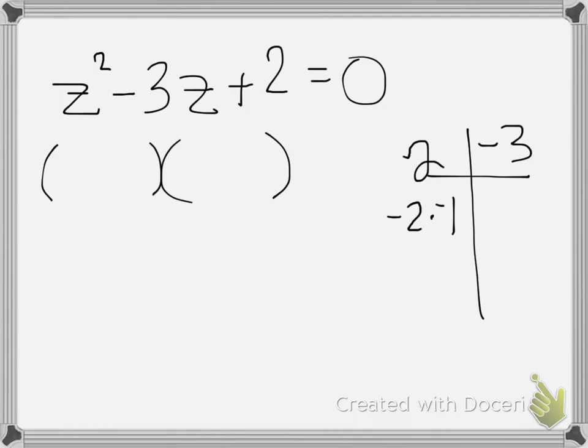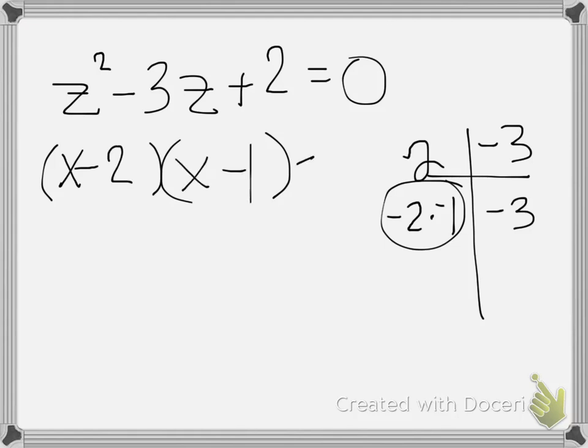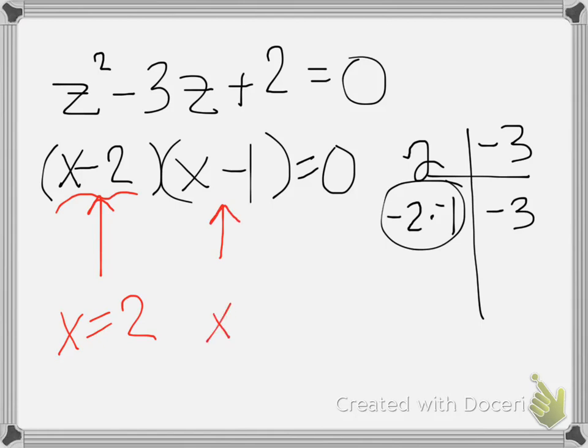Negative 2 times negative 1 makes positive 2, and they add to a negative 3. So I know it's z minus 2 and z minus 1. And I set that equal to 0, and then I can use my zero product property. What makes this binomial 0? Well, 2 would make it 0. 2 take away 2 is 0. What makes this one 0? 1. So there's my two answers.